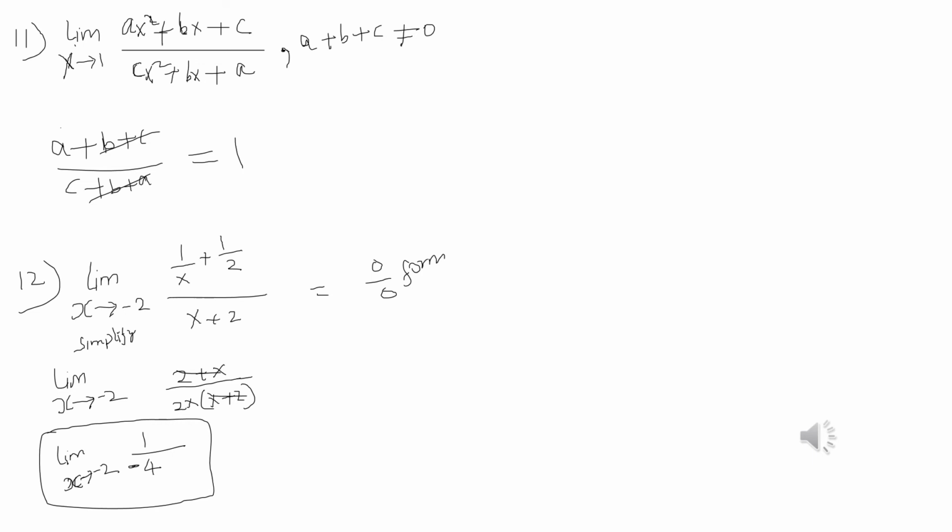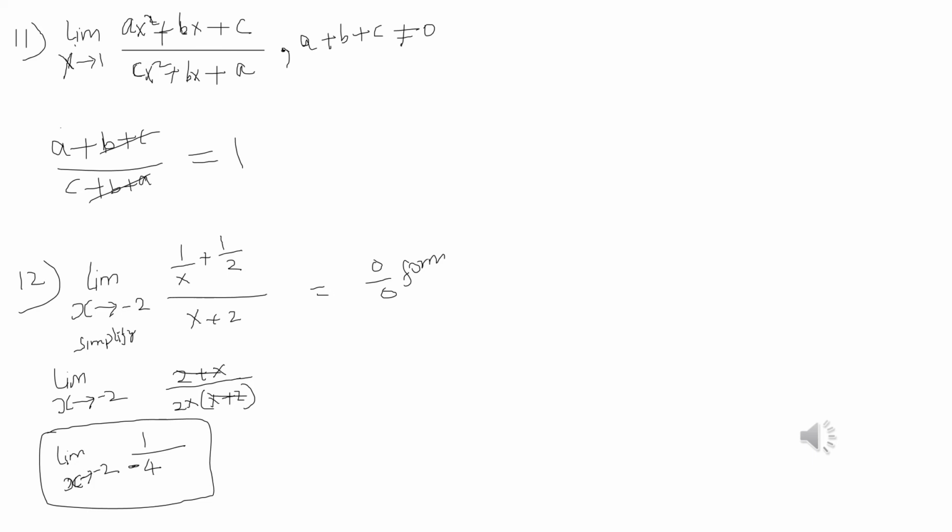Okay, so the next question is the 11th question, which says: limit x approaches 1 of the function (ax² + bx + c) divided by (cx² + bx + a). Here they have given that a + b + c is not equal to 0. So when you directly substitute 1 into both the numerator and denominator, you find the answer is 1, which is very direct and simple.